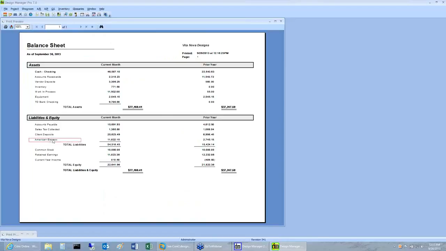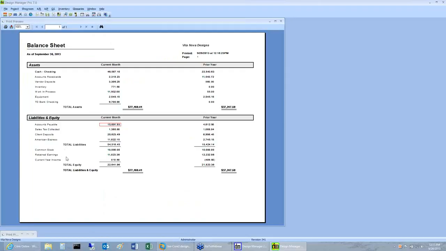Another example of liabilities would be your credit card account. And of course, the main liability is your accounts payable, which is everything that you've gotten bills for, but you're waiting to actually write the check to pay the vendor.